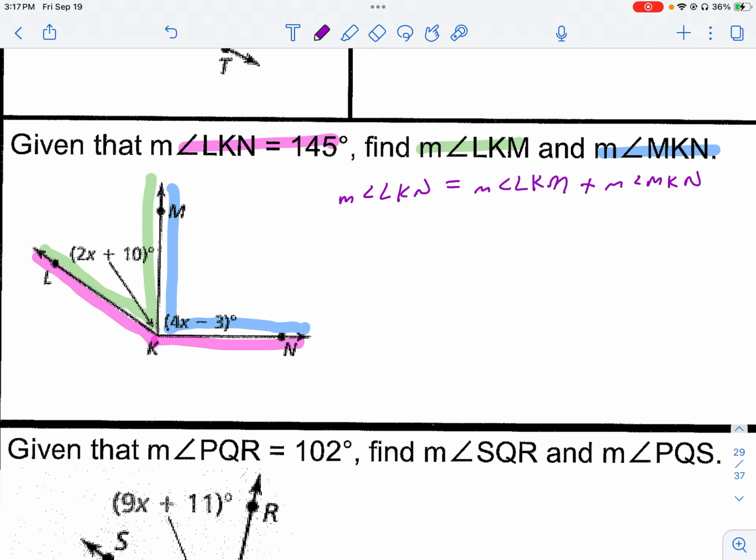So measures of angles are numbers. Let's use them like a number. That means we can add them, subtract them, divide them, substitute for them. We can subtract them from both sides of an equation. We can do anything that we can do to numbers to measures. So we know the measure of angle LKN is 145 degrees. So let's substitute that in.